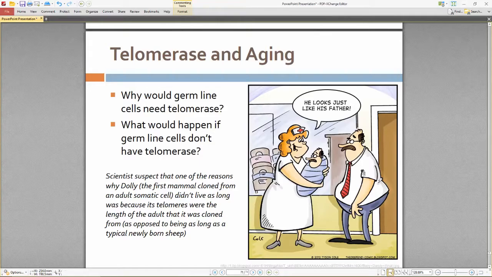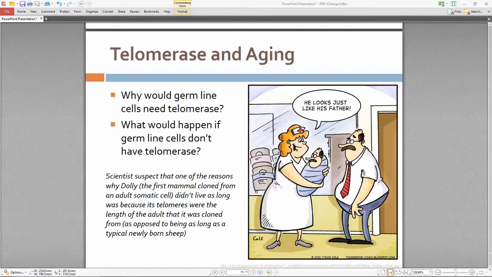You would lose part of the genetic information. Yeah, so let's say you had a son or a daughter and you have no telomerase. What would happen? They just wouldn't be able to grow up. They would die because they don't have enough telomeres at the end of their chromosomes.